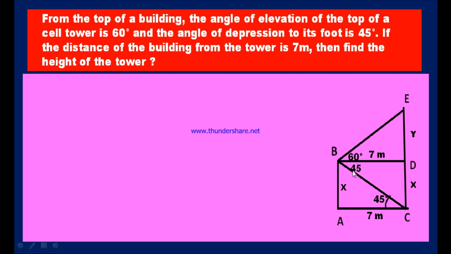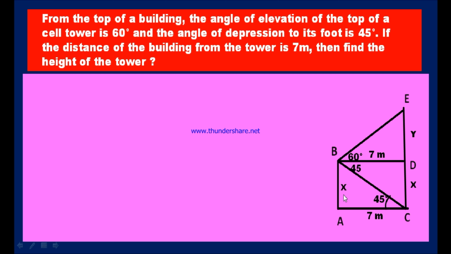Now if this is 45 degrees, these two are parallel lines and this is the transversal, therefore this angle is also 45 degrees because alternate angles are equal. Now if you observe this diagram, ABCD is a rectangle. Since it is a rectangle, opposite sides are equal, 7 meters and 7 meters.